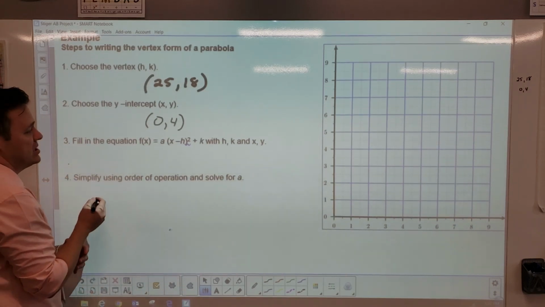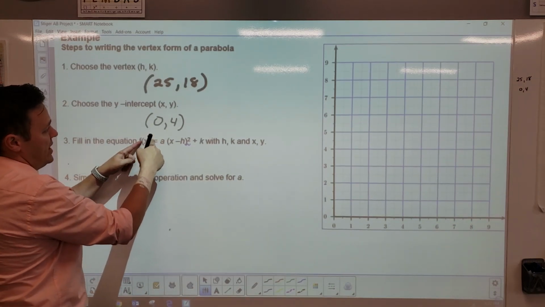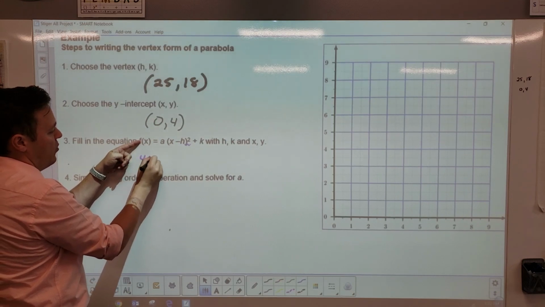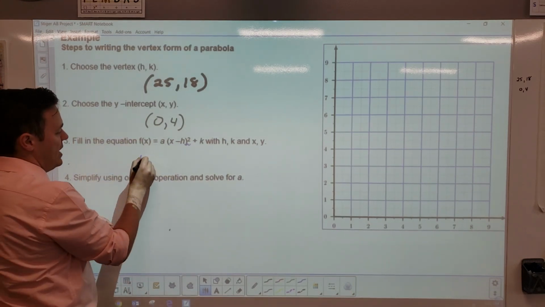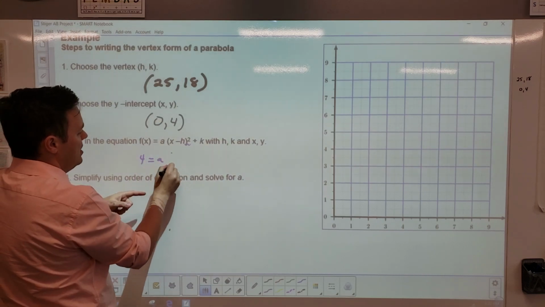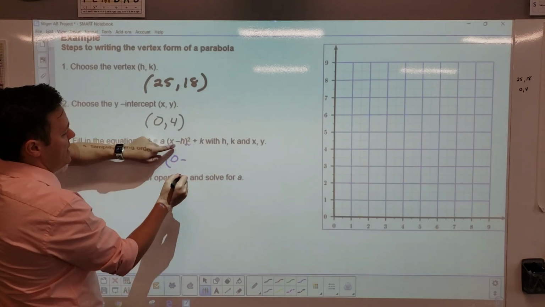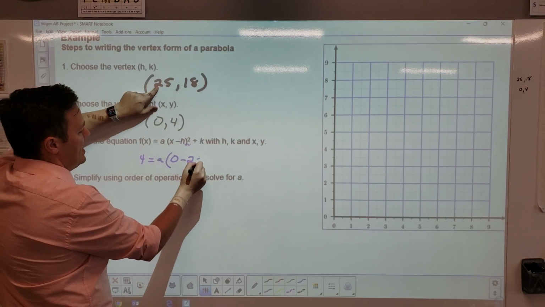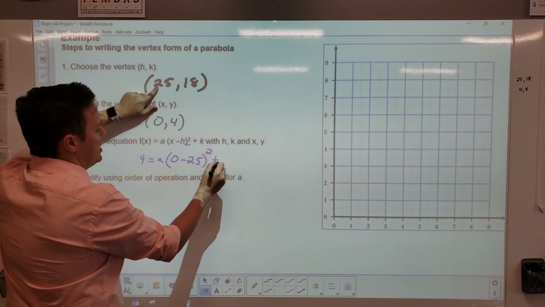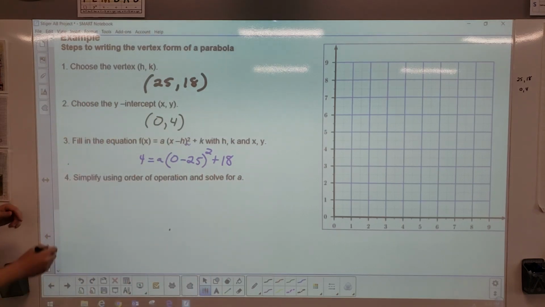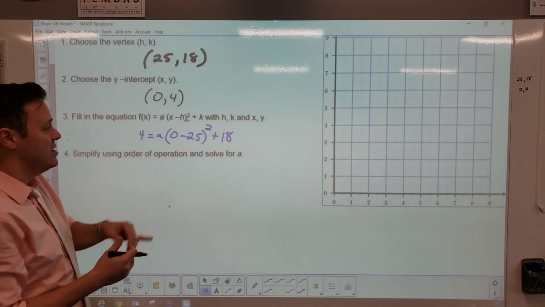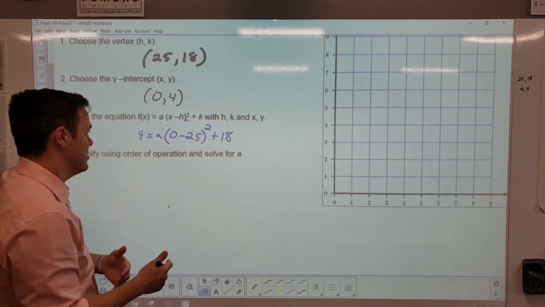So this is all the math that's related to it. You take f of x is the same as y, so this would be 4 equals a. That's what we're trying to find, okay? We don't know what a is, so we're going to solve for a. Our x value is 0 minus h, which is 25, and then it's squared, plus k, which in this instance is 18, okay? Step 4 is to simplify to solve for a using order of operations.